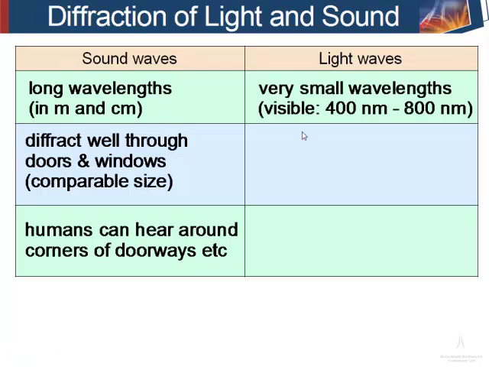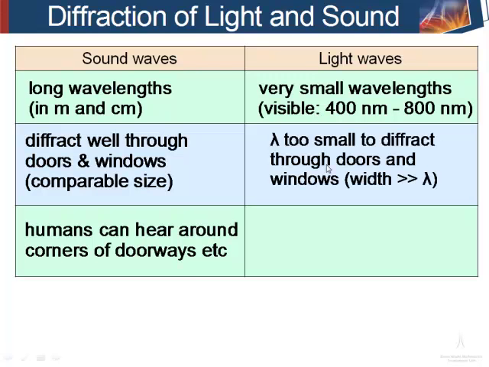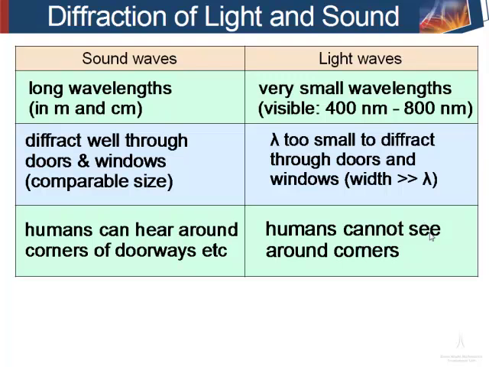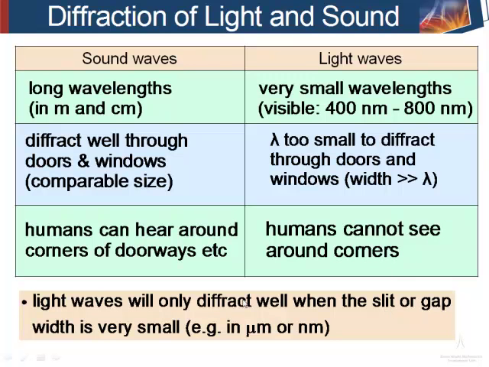Light waves. They have got very small wavelengths. These vary between 400 nanometers to 800 nanometers for visible light. And because of that, their wavelengths are way too small to diffract through doors and windows. In fact, the width of the door or the window is much, much bigger than the actual wavelengths of light. And so humans cannot see around corners. We can't see around corners. Light waves, in fact, will only diffract well when the slit or the gap width is very, very small. We're talking micrometers or nanometers.